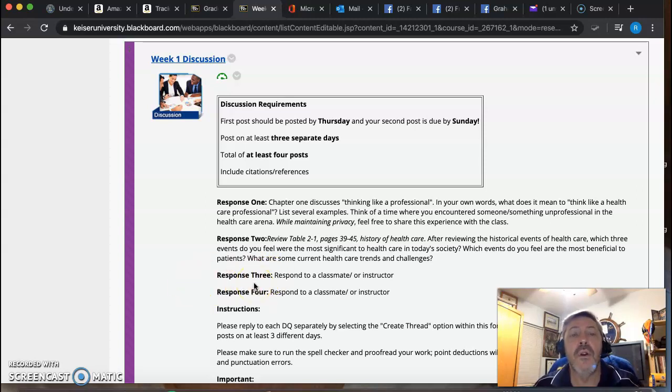Alright, so your first response: Chapter 1 discusses thinking like a healthcare professional. Now, notice it says thinking. In your reading in Chapter 1, there is a paragraph titled Thinking Like a Healthcare Professional. Every time I get this assignment, I get answers of what it is to act like a healthcare professional, but not think like a healthcare professional.